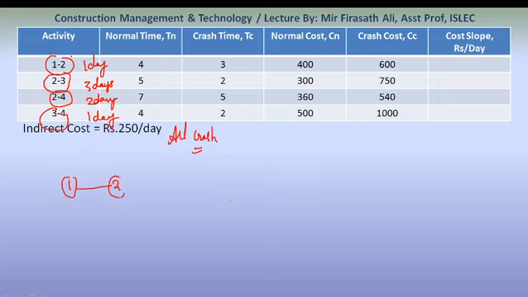1, 2, 3, 4. Okay, this is how many days now? 1 to 2 will be completed in 3 days. 2 to 3 will be completed in 2 days. 5 minus 3 is nothing but 2. After crashing, we will do 3 to 4 in 1 day, 4 minus 1, 3 days. And 2 to 4 in 5 days. We will go with these times.